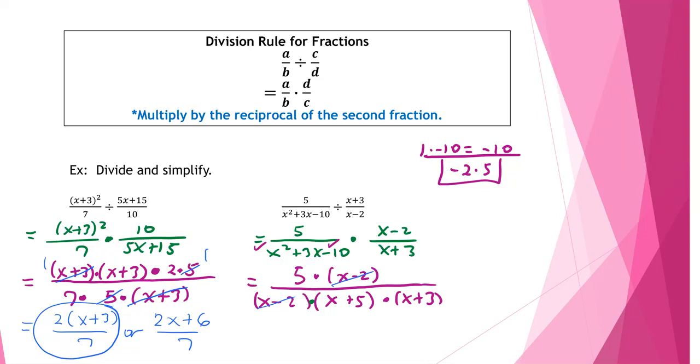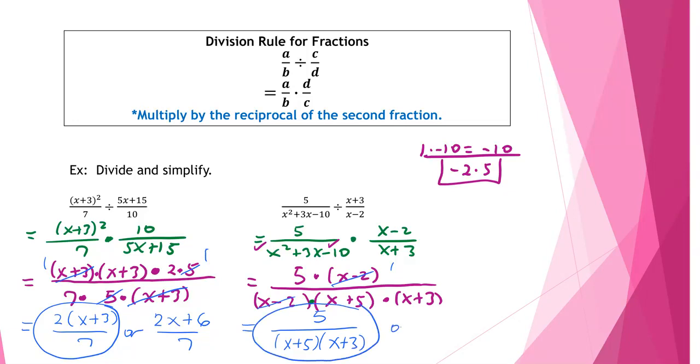And x minus 2 divides by itself for 1. And this 5 on top is not the same thing as the 5 on the bottom. The 5 on the bottom is a term that belongs to a binomial. The 5 on top is its own factor, so those cannot divide out. So the top remains a 5, and the bottom goes to x plus 5 times x plus 3. And this should be fine.